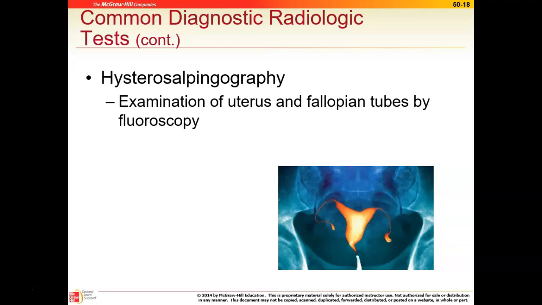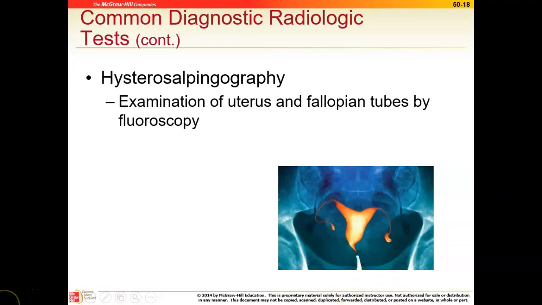And so you can see here, there's been the injection up through a catheter in through the cervix, and so you can see it lights up the uterus, and then these little thin areas here are the fallopian tubes, and then the ovaries are the small areas at the end. You can see how narrow this is.